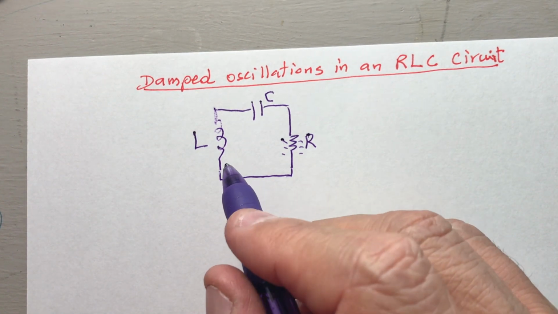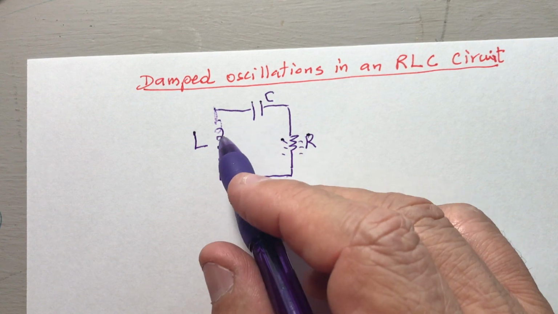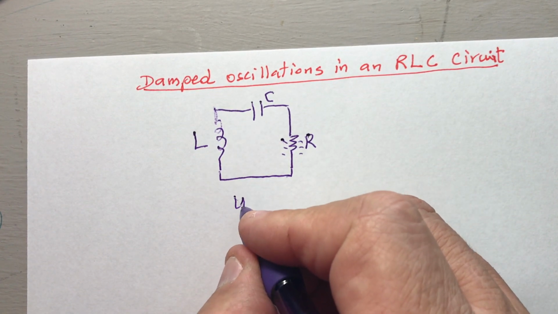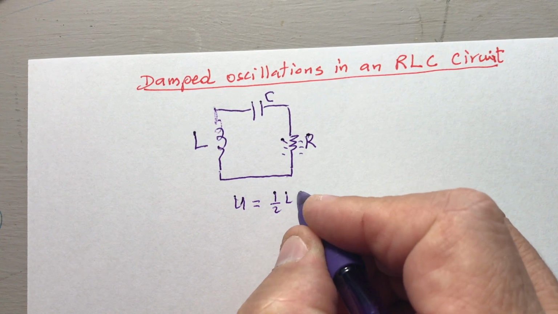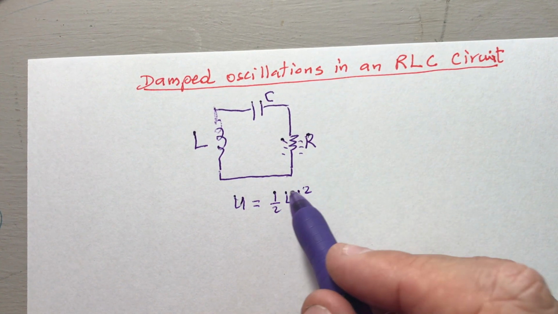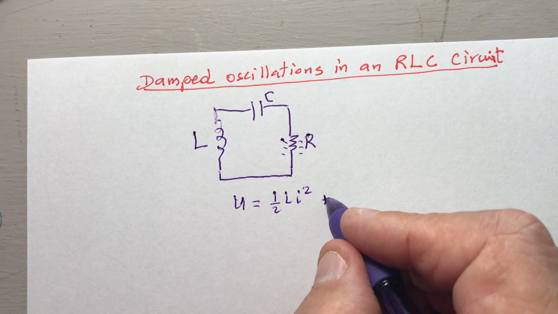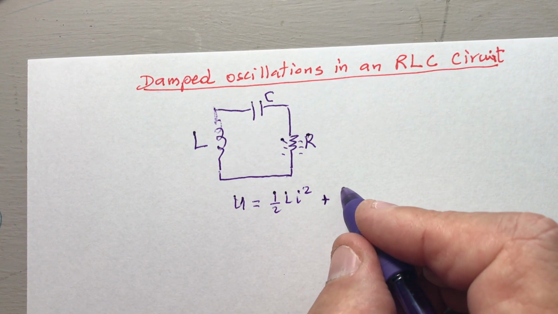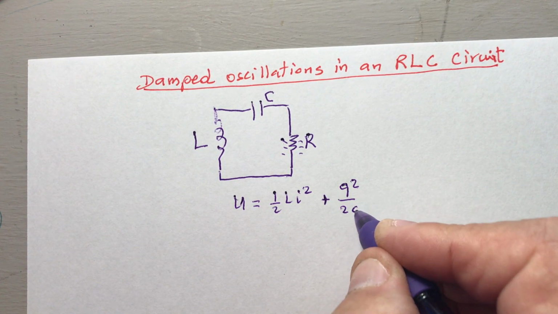So what happens is, we look at this energy that's stored in the capacitor and inductor, which is U, equal to 1/2 Li squared. This is the energy stored in the inductor. And then we add to it the energy stored in the capacitor, which is Q squared over 2C.